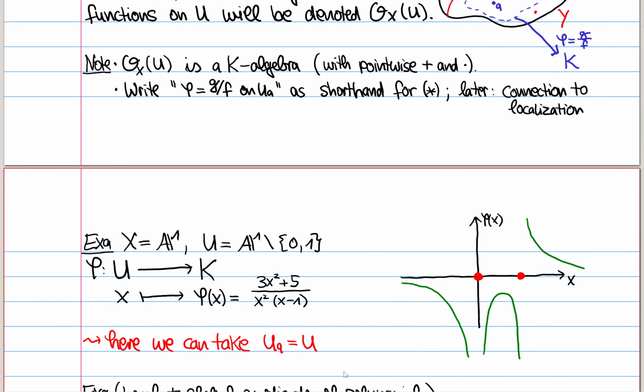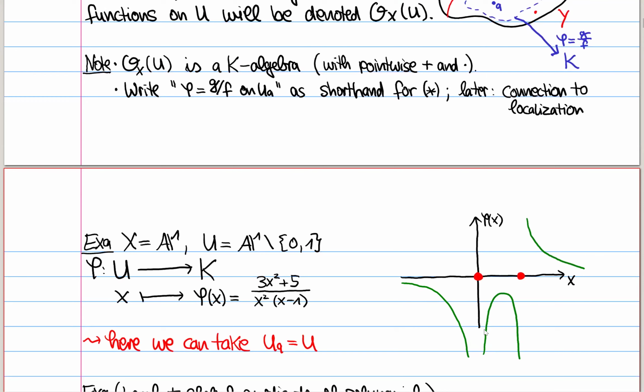We start with a simple example, just to have something in mind. So on X equals A^1, you have the open set U where you exclude the two points 0 and 1. And then on that open set, let's see our first regular function. You can just take the function from U to K, which sends x to this fraction of two polynomials, so (3x^2 + 5) divided by x^2 times (x minus 1).